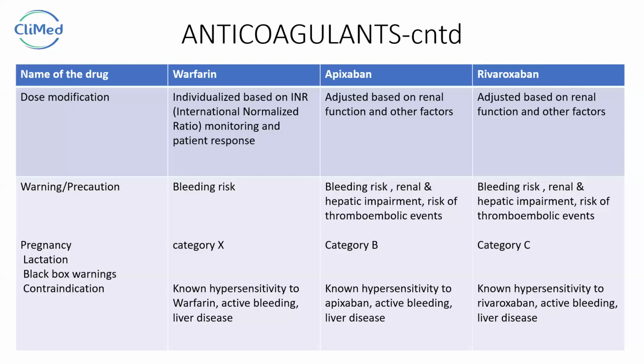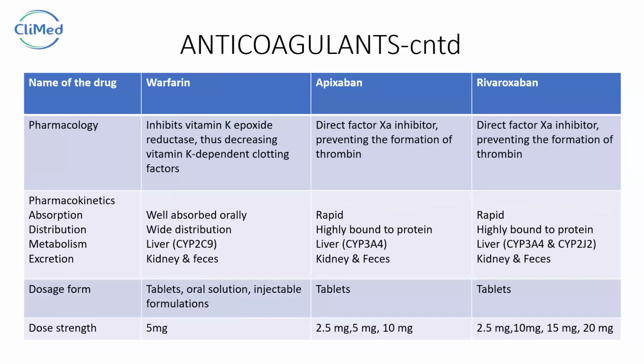Pharmacology of rivaroxaban. It is also a direct factor 10A inhibitor, thereby preventing formation of thrombin. Pharmacokinetics include rapid absorption, highly bound to proteins. It is metabolized in liver by two enzymes, cytochrome P3A4 and cytochrome P2J2. It is excreted in kidney and feces. Dosage form includes tablets. Dose strengths available are 2.5 mg, 10 mg, 15 mg, and 20 mg. Next slide, please.